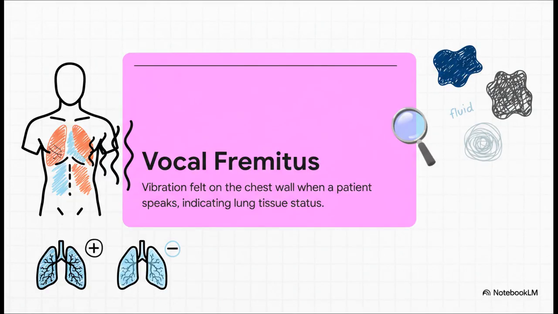So, this vocal fremitus, what are we actually feeling for? It's really just the vibration you feel on the chest wall when the patient speaks. But what makes it so useful is how it changes depending on what's going on inside. Increased vibration can suggest something solid is in there, like consolidation from pneumonia, while less vibration might mean air or fluid is blocking the sound. It's a simple test, but it's powerful.